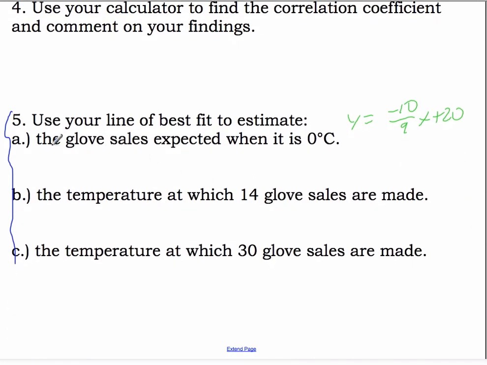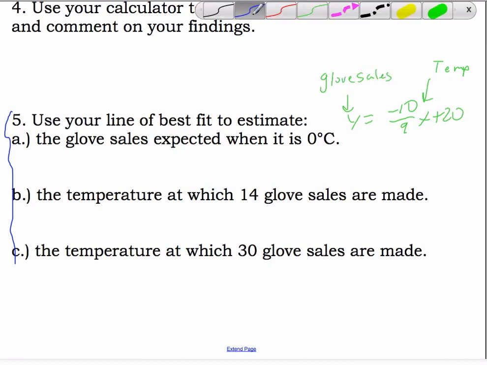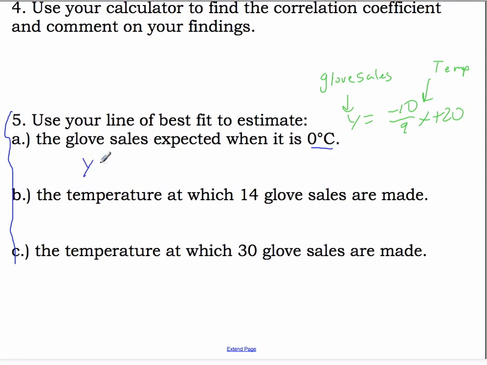And the glove sales expected when it is 0 degrees. So x is your temperature, y is the glove sales. Alright, so we can use the equation to estimate the glove sales when the temperature is 0 degrees. So we just put in 0 for x and we can find that out. So negative 10 over 9 times 0 plus 20. And this will just cancel. You just have y equals 20. So 20 gloves is what you expect to sell when it's 0 degrees Celsius.